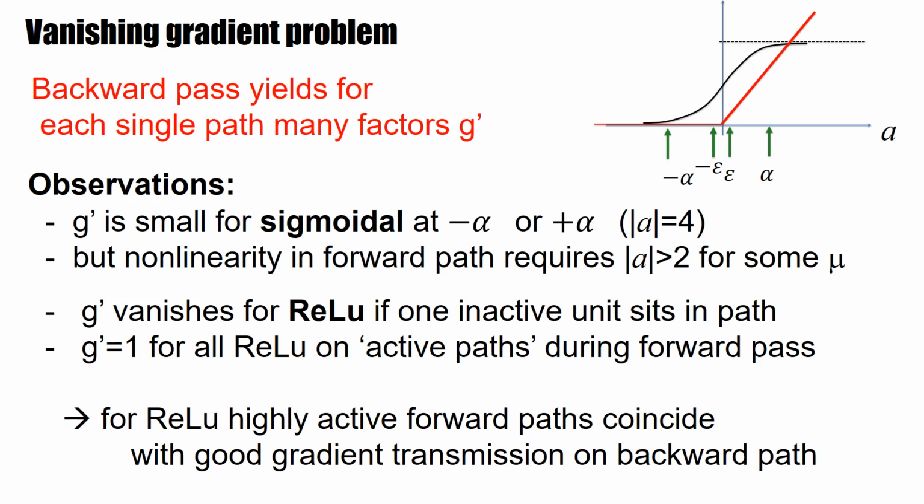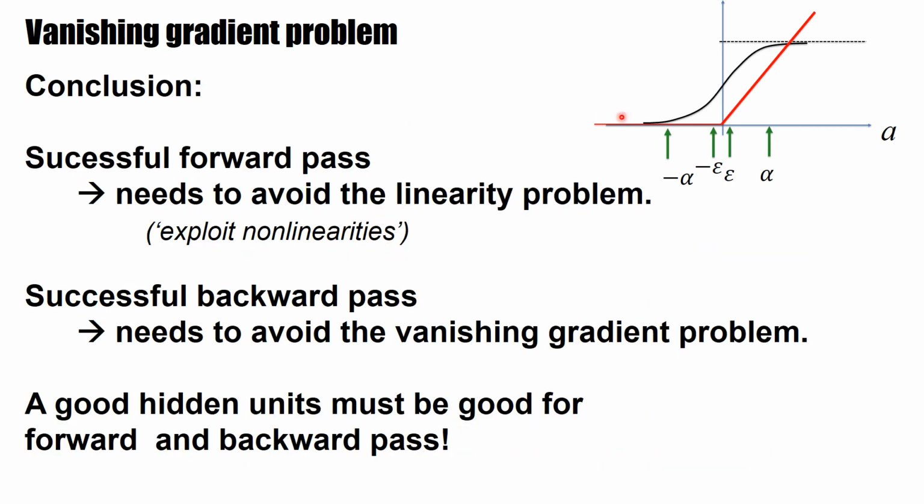So, second point for ReLU. Note again that the nonlinearity argument considers a distribution across different patterns. So a successful forward pass needs to avoid the linearity problem, because in a neural network we need to exploit the nonlinearities. The successful backward pass needs to avoid the vanishing gradient problem. And so, if we choose hidden units, then this should be our guideline. A good hidden unit must be good for the forward and for the backward pass. And the ReLUs are a good candidate for this.